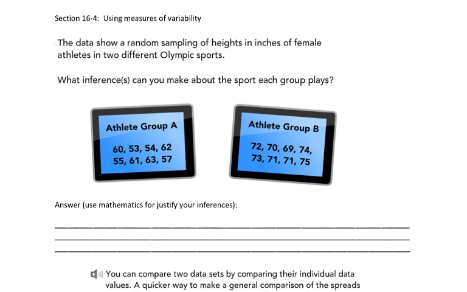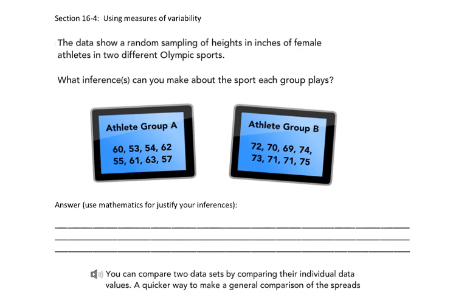In section 16.4, we're going to talk about using measures of variability to make comparisons and inferences. So we're going to take a look at this set of data for athletes in Group A and Group B. It says the data show a random sampling of heights in inches of female athletes in two different Olympic sports. What inferences can you make about the sport each group plays? So let's take a look at some mathematical statistics here.